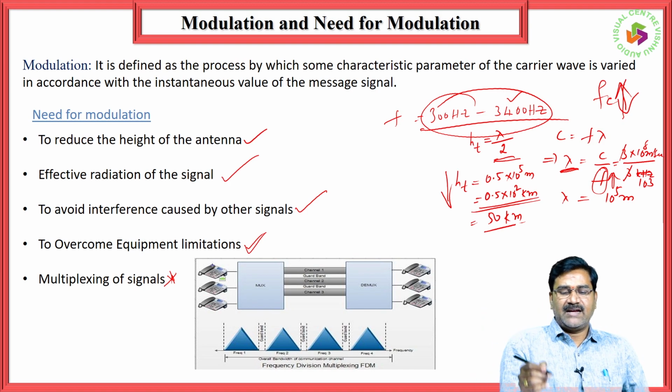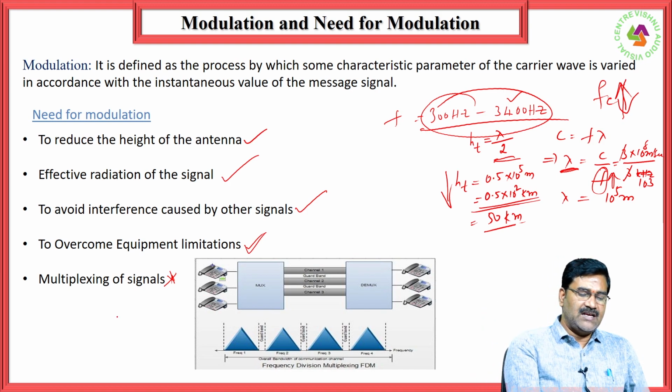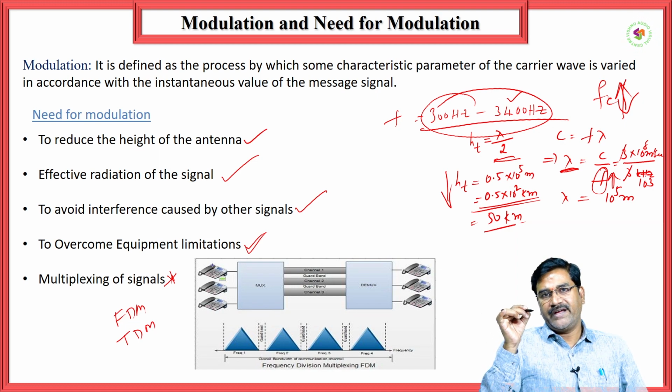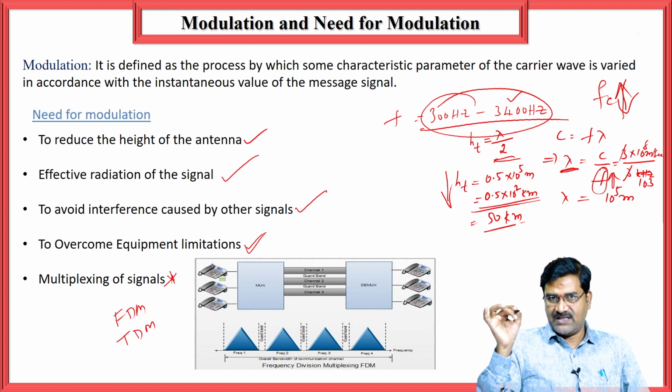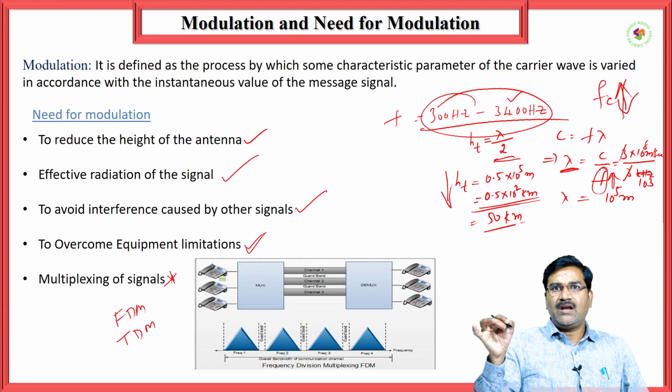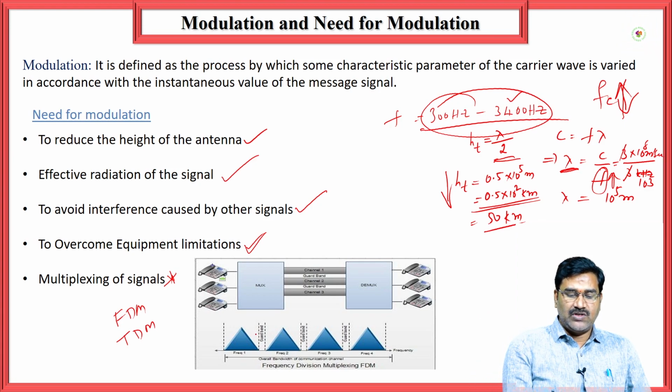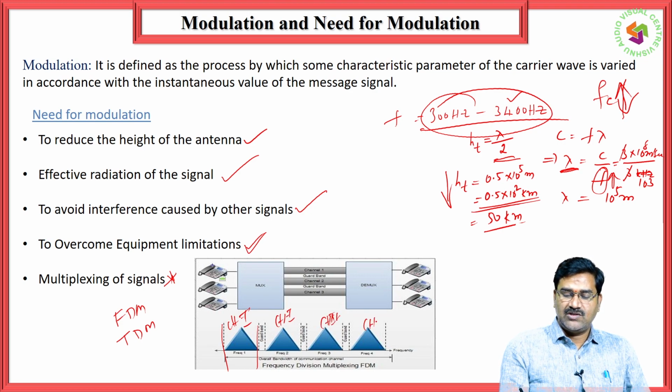This multiplexing can be done in two ways. One is frequency division multiplexing, another one is time division multiplexing. In frequency division multiplexing, by making use of a unique carrier for each and every signal, you can have non-overlapping frequency slots like this. So this is one slot, this is channel 1, this is channel 2, this is channel 3, this is channel 4.